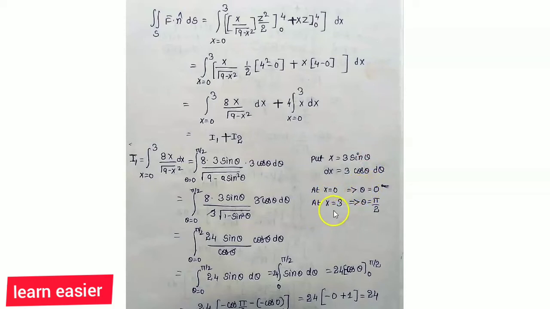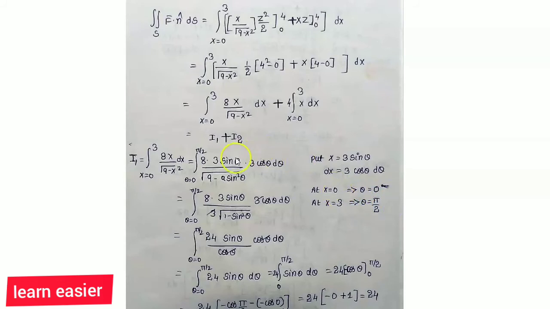And now substitute at x is equal to 3. So 3 equal to 3 sine theta, then 3 by 3 which is 1. So sine theta equal to 1. So theta equal to sine inverse of 1, which is pi by 2. So we get theta equal to pi by 2 here.